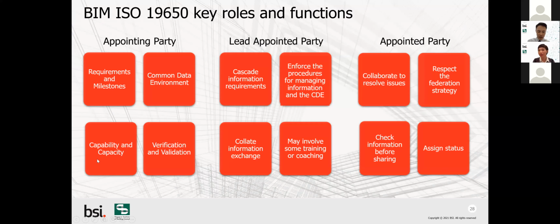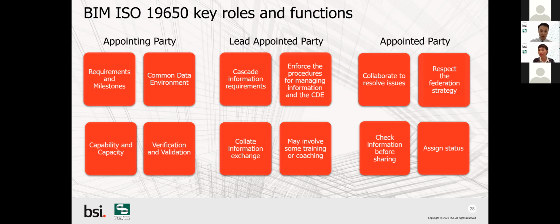All right. I would like to go into a little bit more about the 19650 expectations on key roles and functions. So: appointing party, lead appointing party, and appointed party. In our terms, it will be the owners, then the specifiers and/or main contractor, and then the subcontractors. This slide is not representative of everything stated in 19650. I would just like to draw your attention to a couple of key responsibilities.